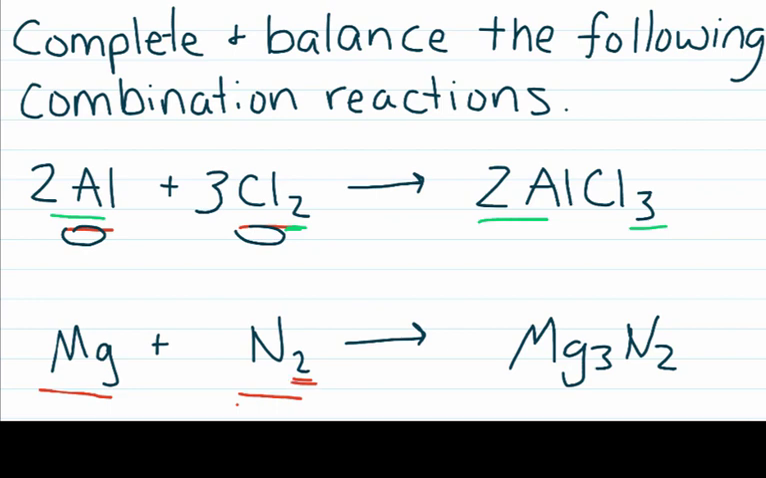We have 2 nitrogens here and 2 nitrogens here. So that already balances. And we have 3 magnesiums here, but only 1 on this side. So we'll need to put a 3 over here as a coefficient.